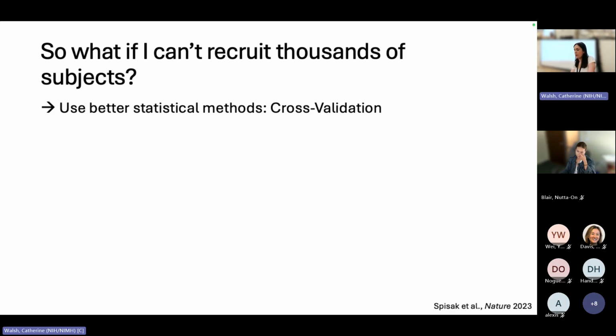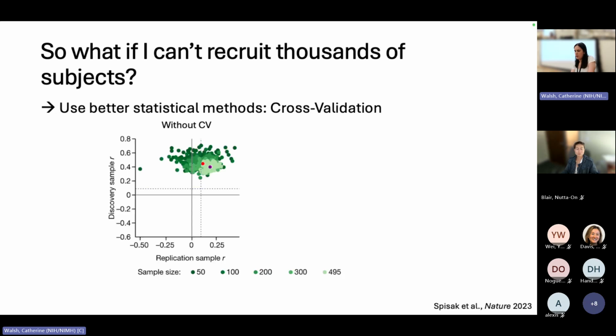Now, some actual data to show you how important cross-validation is. One study here took some data from the Human Connectome Project and tried to predict behavioral phenotypes with and without using cross-validation. They broke the sample into a discovery sample, which they used to train the model and find the relationship, and then a replication sample where they looked to see if that same relationship held when the model hadn't seen it. When they didn't use cross-validation, what they saw is that the correlation in the discovery sample is biased to be higher than in the replication sample.